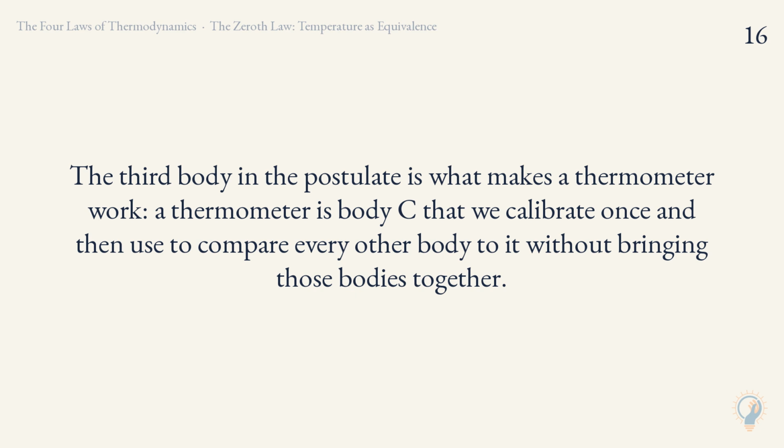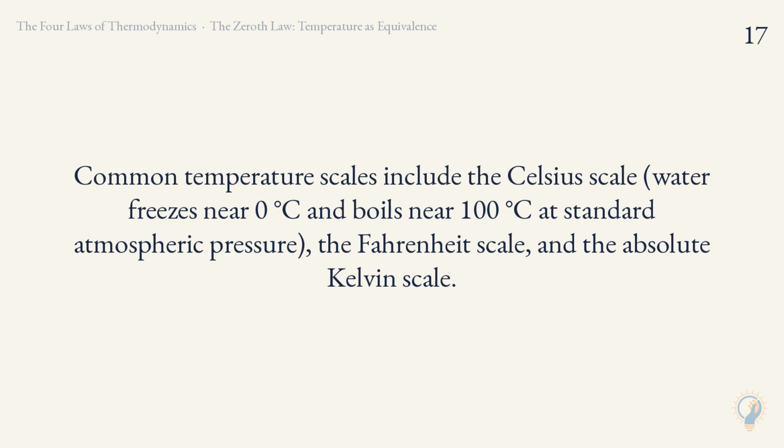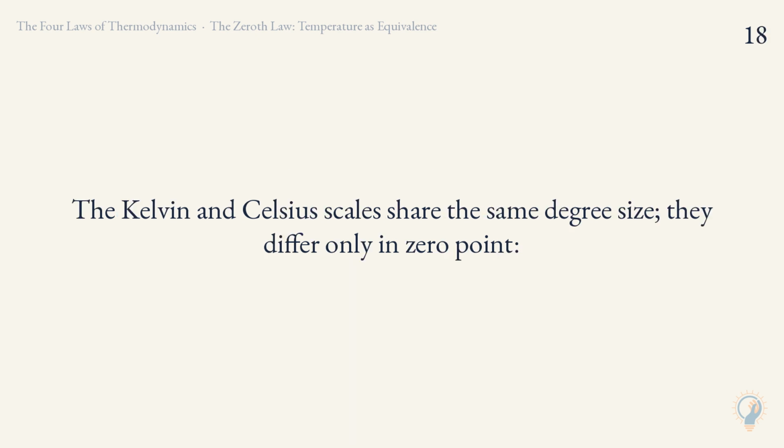A thermometer is body C that we calibrate once and then use to compare every other body to it, without bringing those bodies together. Common temperature scales include the Celsius scale. Water freezes near 0 degrees Celsius and boils near 100 degrees Celsius at standard atmospheric pressure, the Fahrenheit scale, and the absolute Kelvin scale. The Kelvin and Celsius scales share the same degree size. They differ only in 0 point.